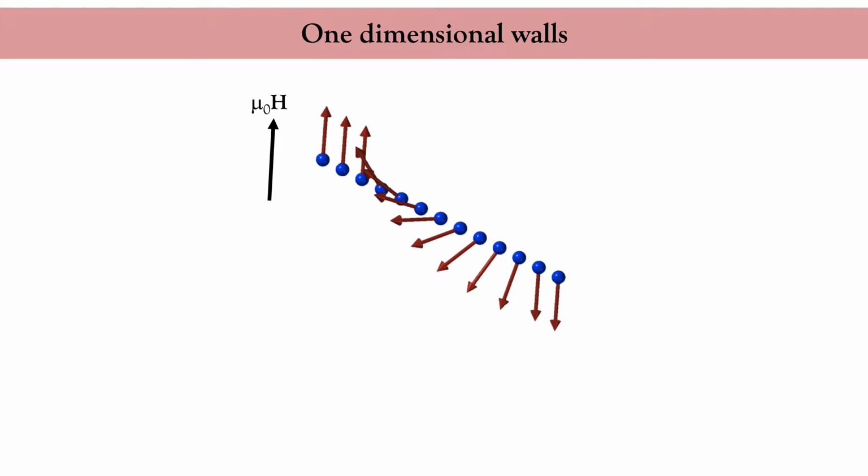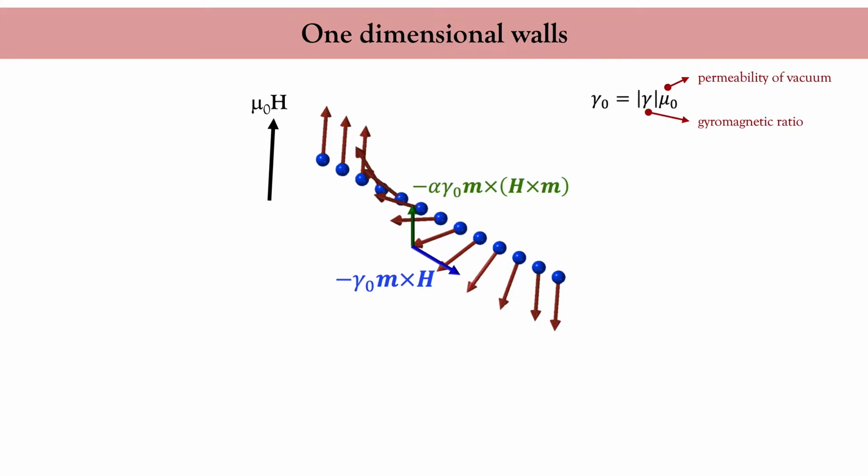So based on the Landau-Lifshitz-Gilbert equation, the magnetic moment at the center of the wall initially experiences two torques: the regular field torque that induces the magnetic moment to precess around the magnetic field, and the damping torque that pushes the magnetization towards the magnetic field direction. Remember that here gamma 0 is defined positive.